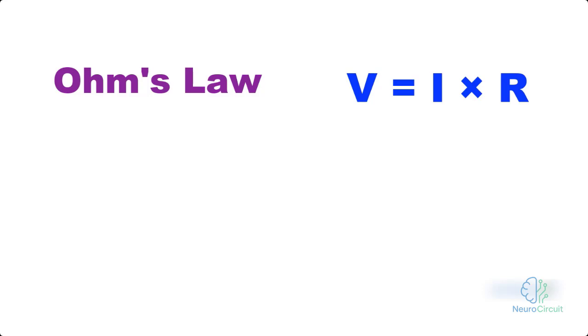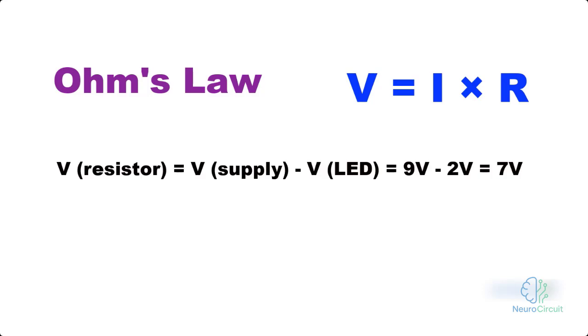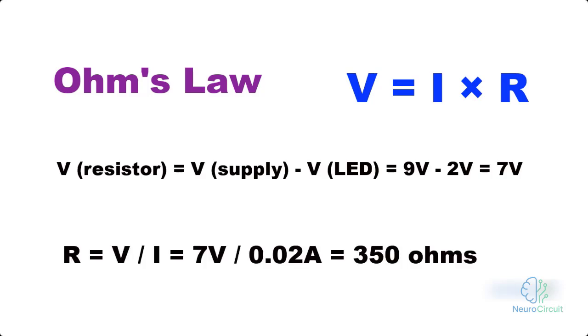Example. Suppose you have an LED that requires 20 milliamps to light up, and you have a 9-volt power supply. To prevent the LED from being damaged, you must use a resistor in series. If the working voltage of the LED is 2 volts, you need to drop the remaining voltage across the resistor. Look at this formula, and then we use Ohm's law. R equals V over I, and we have 350 ohms. So you need a 350 ohm resistor to limit the current in the circuit.